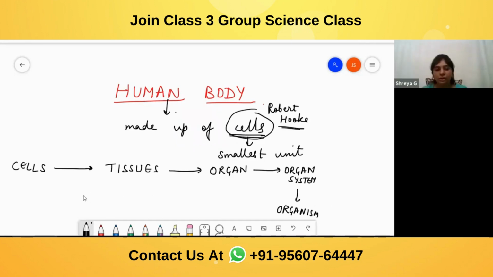And this is the order in our body. The smallest is the cells, then cells combine to form tissues, then tissues combine to form organs, then different organs work together to form organ systems, and organ systems work together in an organism.